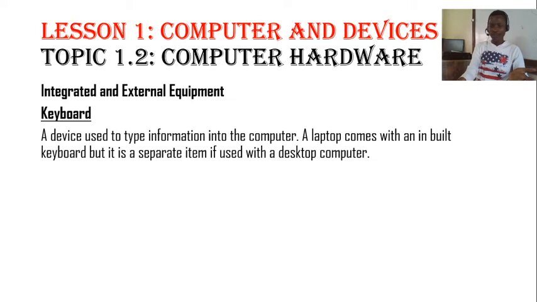What do I mean? Unlike the laptop, we had said that with the laptop we have an inbuilt keyboard, but with the desktops the keyboard doesn't come inbuilt. So what you have is an external keyboard that has to be attached to the system unit for it to be operational, or for it to be used for inputting data into the computer. We had said that the keyboard is a device used to type information into the computer, and that the desktop uses the keyboard as its main input device. We have also mentioned that a laptop comes with an inbuilt keyboard, but it is a separate item if used with a desktop computer.